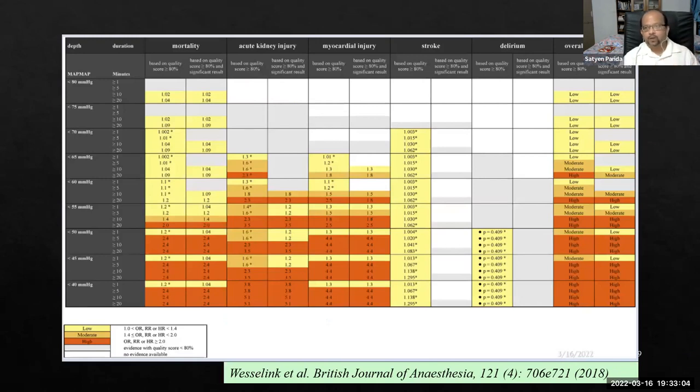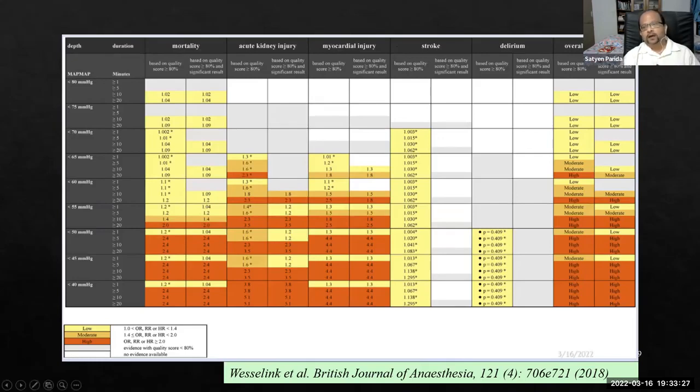This was one of the rather newer systematic reviews which was published. And again, a very large data set, more than 42 studies went into the ultimate analysis. And the selling point of this systematic review was that the authors were able to place certain thresholds of mean arterial pressure and relate it to perioperative outcomes.